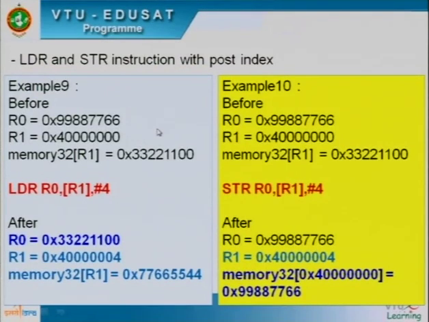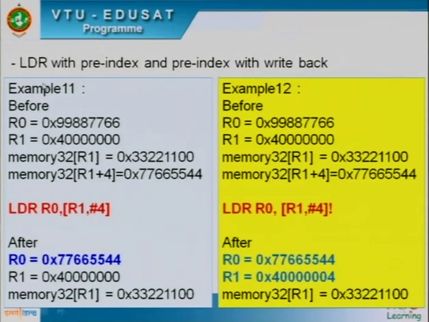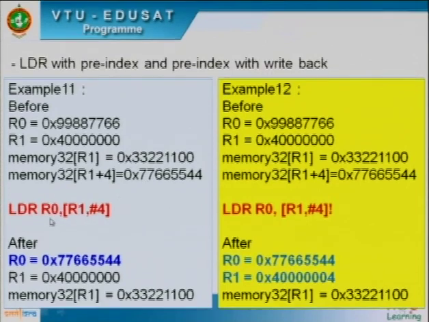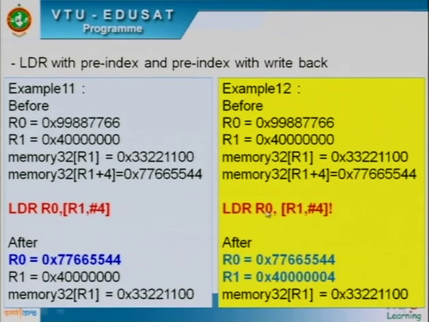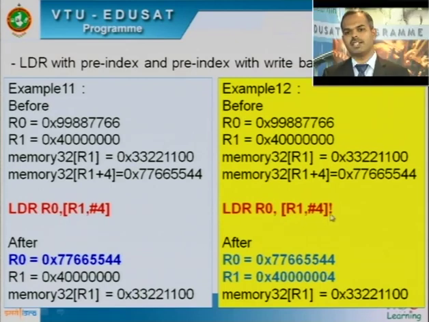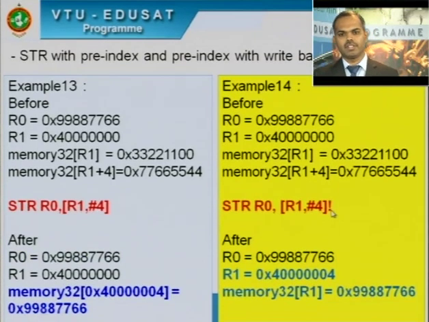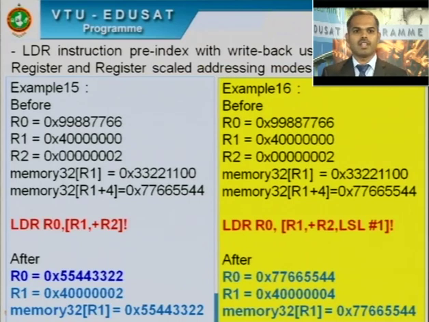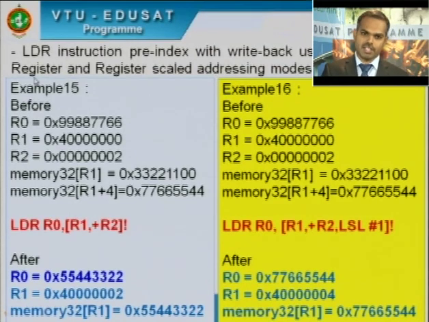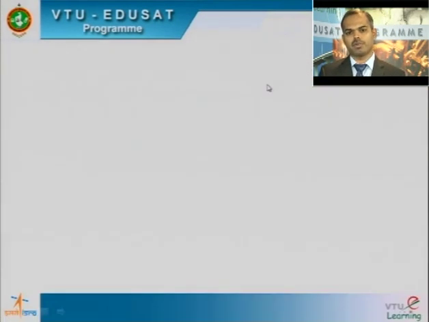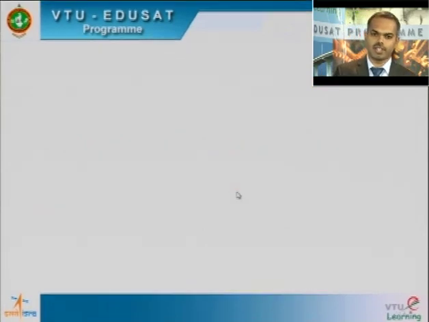And then we have done the discussion on the LDR and STR instructions with post indexing method, LDR pre-index and pre-index with write back. What is the difference? Register R0 address is not incremented if it does not have a write back option. The write back option is just an exclamatory mark at the end of the instruction. Similarly, store instruction with pre-index and pre-index with write back option. LDR instruction pre-index with write back using register and register scaled addressing mode. This was the last topic that we discussed yesterday.